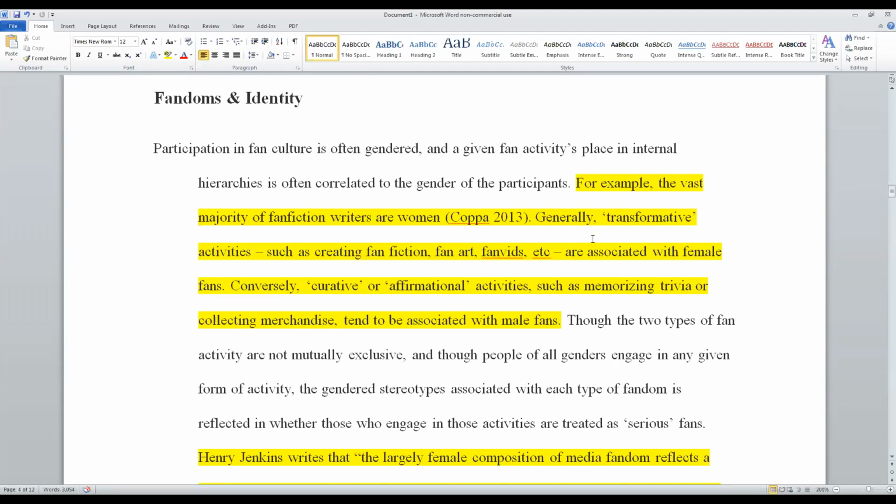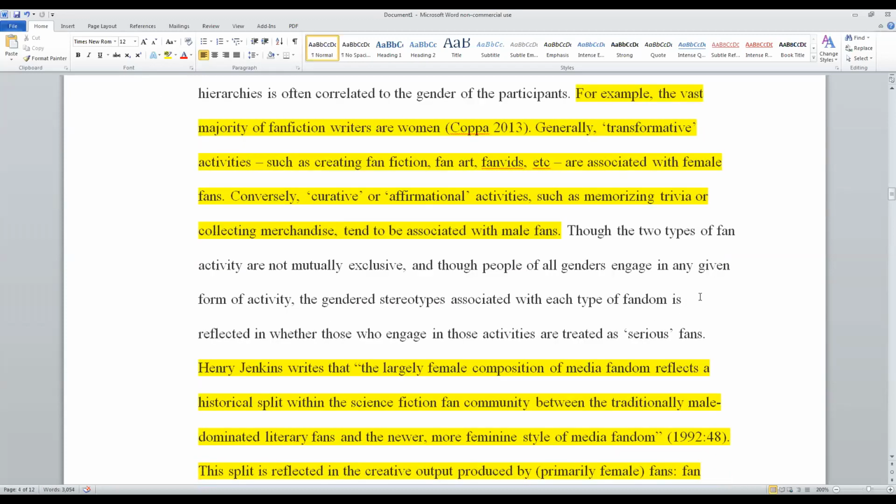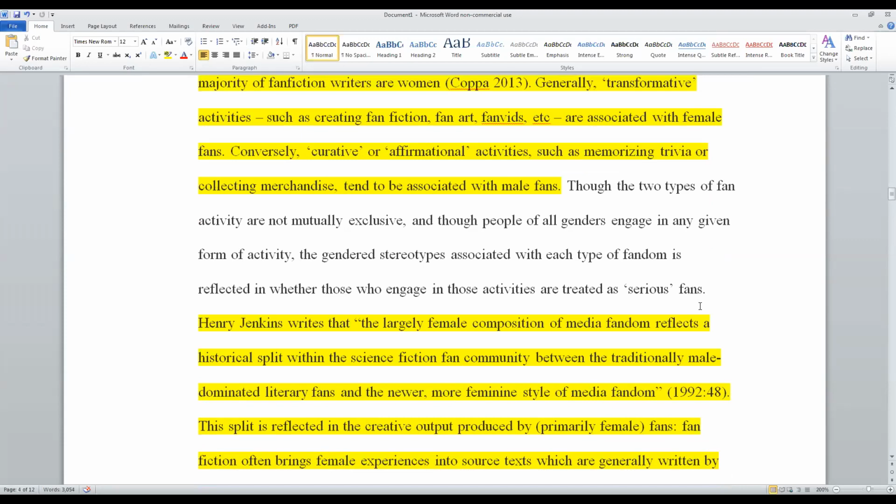Generally, more transformative activities, things like creating fan fiction and art, videos, etc., are associated more strongly with female fans. Now, conversely, more curative or affirmational activities like memorizing trivia or statistics or collecting and displaying merchandise tend to be more associated with male fans. Now, though the two types of activity are not mutually exclusive, and though people of all genders engage in any given form of activity, the gendered stereotypes associated with each type of fandom is reflected in whether those who engage in those activities are treated as so-called serious fans.